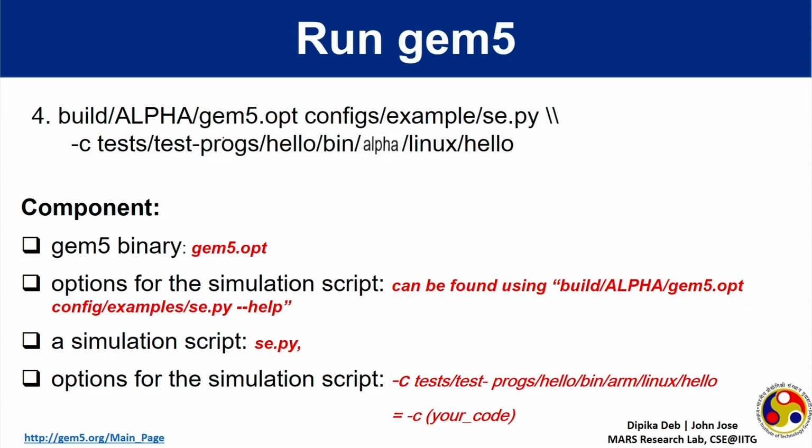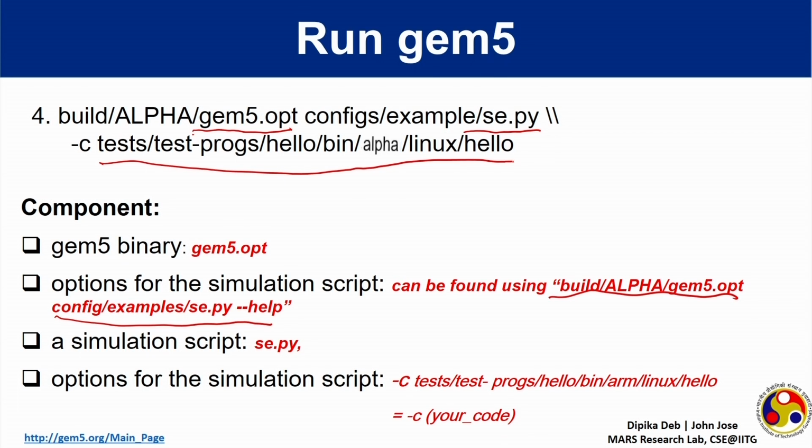Here gem5.opt is the gem5 binary. The simulation script that we use is ac.py, and the options for the simulation script can be found by typing this command in the terminal. And -c provides the option for this simulation script. This can be any C code or any real benchmark.